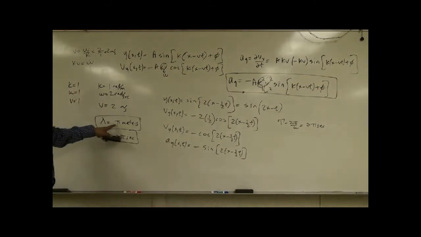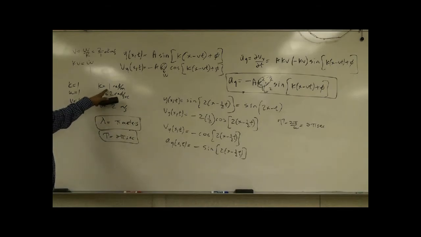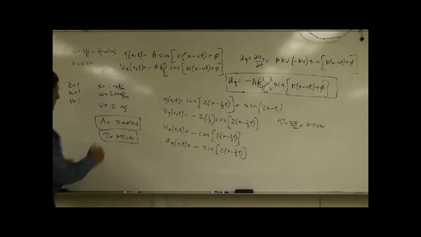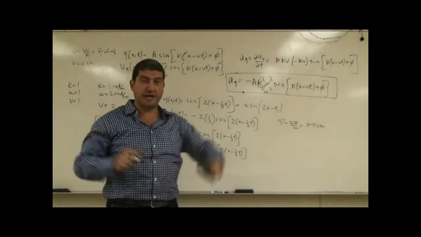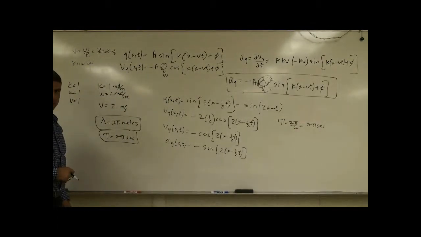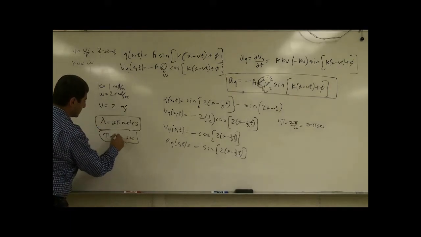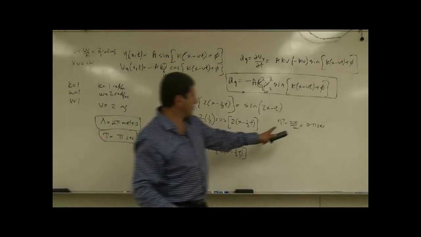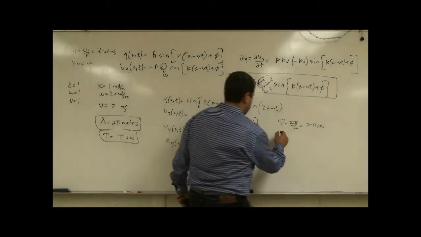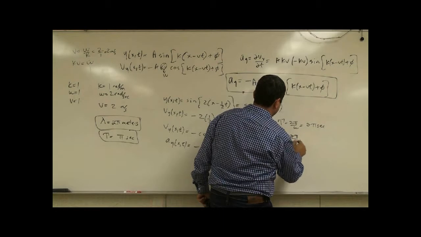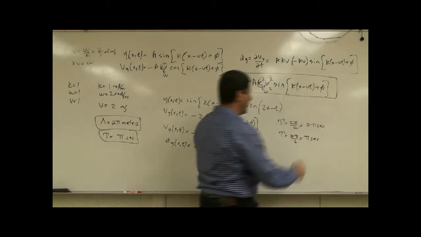Okay? What happens to its wavelength? What's the wavelength of the wave? Well, the wavelength depends on the k, right? So if the k goes back to being 1, the wavelength of the wave is 2 pi meters. So the wavelength is still the very original wavelength, which was the 2 pi meters. But what happens to the period of the motion in the vertical direction? Now it gets cut in half, right? Why? Because now it's 2 pi over omega, and then omega is 2, so the period is pi seconds, right?